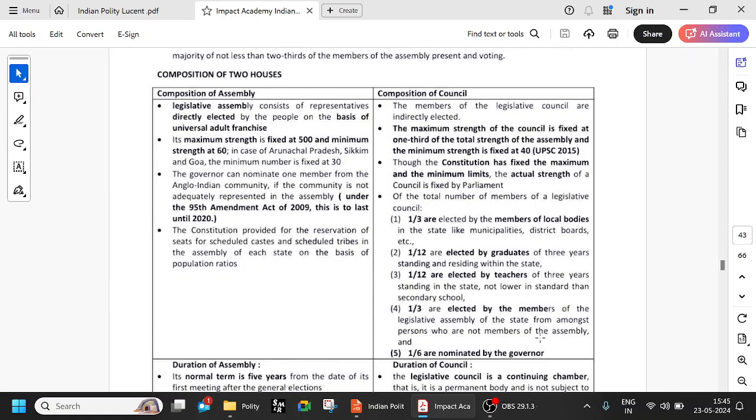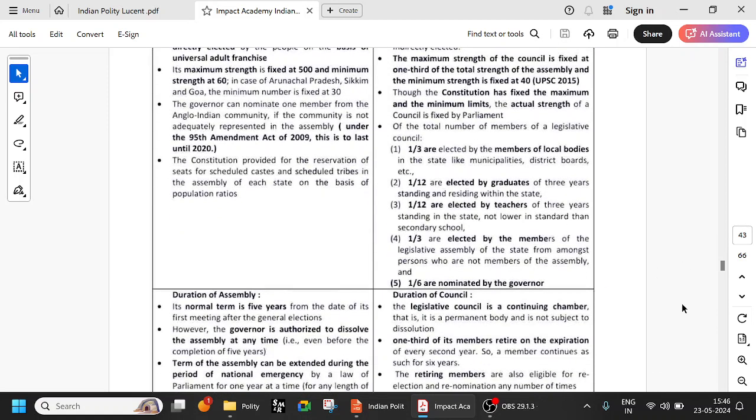From amongst the persons who are not members of the assembly, 1/6 are nominated by the governor. So even in the council, 1/6 are nominated by the governor. Here, one person is nominated by the governor, and here 1/6 are nominated by the governor. So that is the difference between assembly and council.